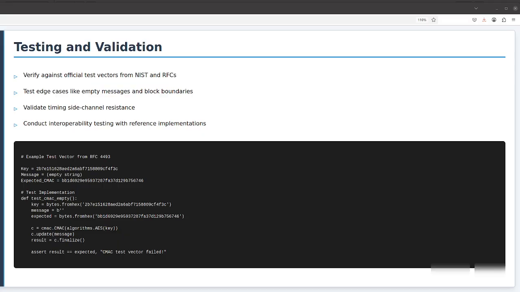Include all test vectors, edge cases, and integration tests. Use continuous integration systems to run tests automatically. Interoperability testing verifies compatibility with other implementations. Generate messages and tags with your implementation and verify them with reference implementations like OpenSSL. Generate messages with reference implementations and verify with yours. This catches subtle incompatibilities in encoding or parameter handling.